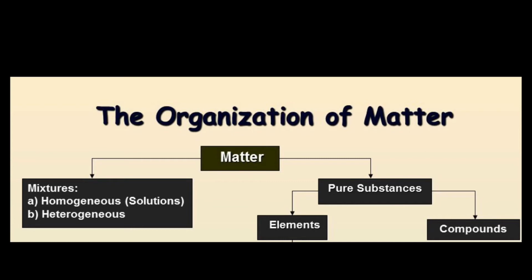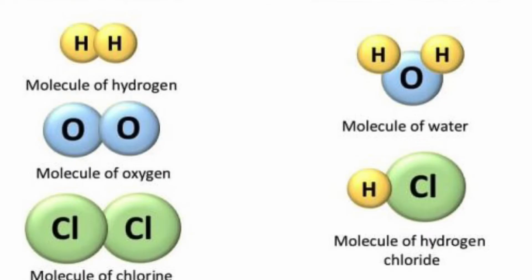Elements have only one kind of atom and can't be separated into simpler substances or converted into other elements through ordinary chemical processes. Compounds form when atoms of two or more elements bond together in a fixed ratio. Next, mixtures are combinations of two or more elements or compounds.